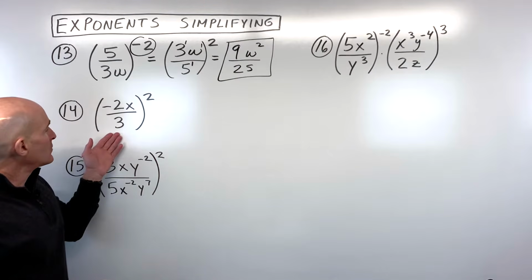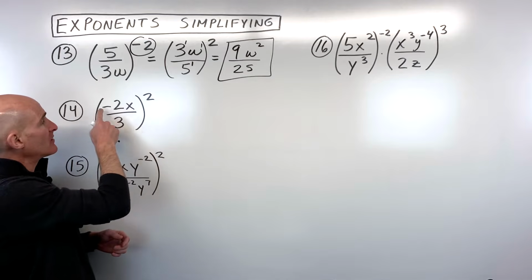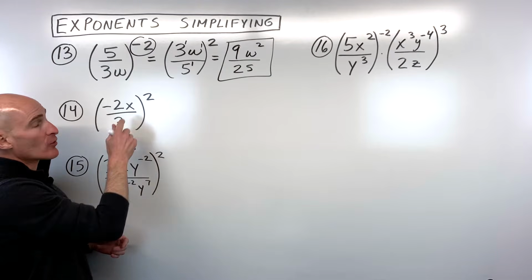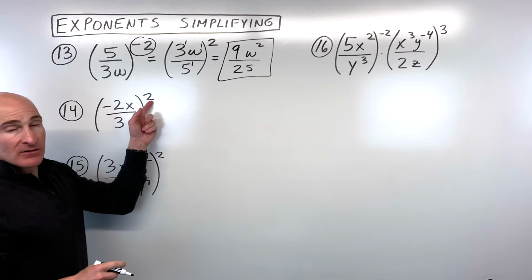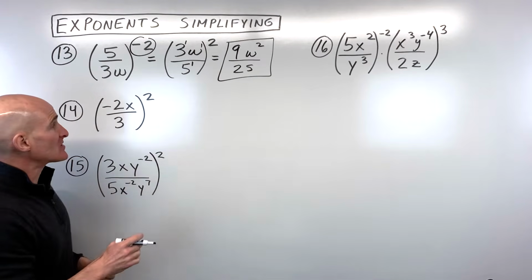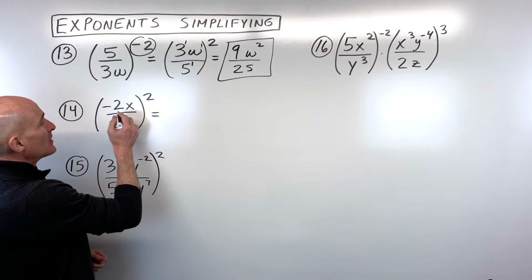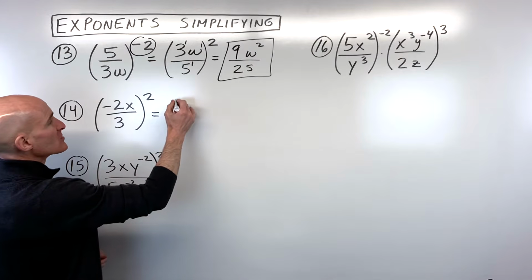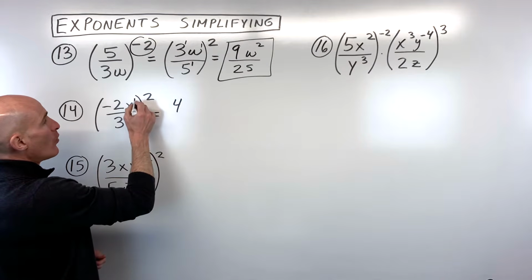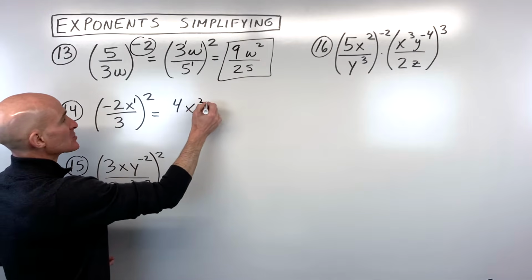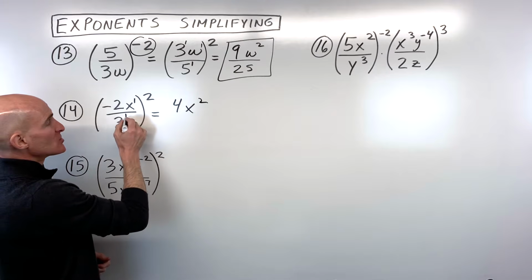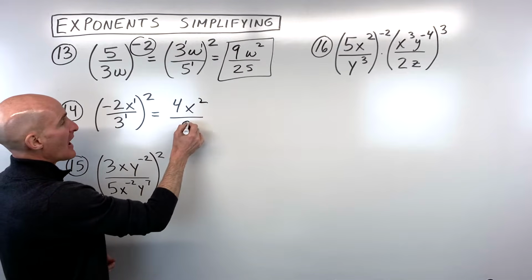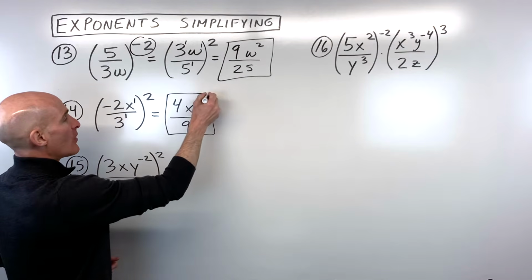Okay, for number 14, what did you get on this one? You've got negative 2x divided by 3, the quantity squared. Now notice we have a negative squared. That's a negative times a negative. So this is going to be a positive, and 2 times 2 is 4, so this comes out to 4. 1 times 2 is 2, so that's x squared. And there's a 1 there because there's just 1, 3. 1 times 2 is 2. 3 squared is 9. Okay, so we've got that one.